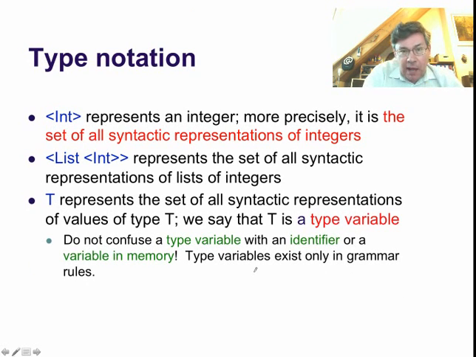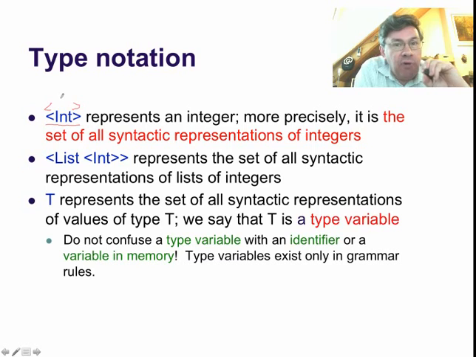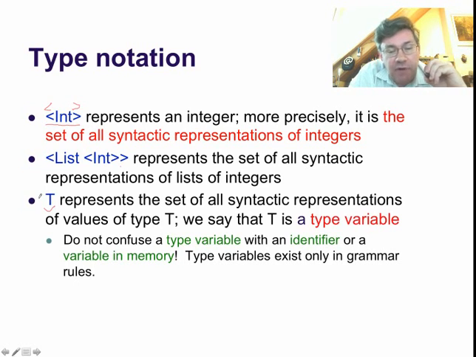So let me be now very precise about what we're defining here. With this angle bracket notation, angle bracket int angle bracket, this represents an integer. Actually, that's not quite right. It is the set of all syntactic textual representations of integers. And angle bracket list angle bracket int angle bracket angle bracket represents the set of all syntactic representations of lists of integers. And the T represents the set of all syntactic representations of values of type T. We say that T is a type variable.